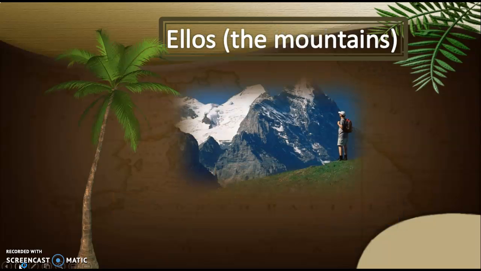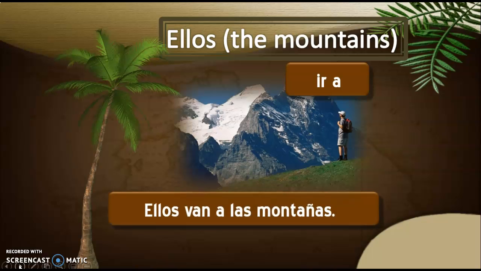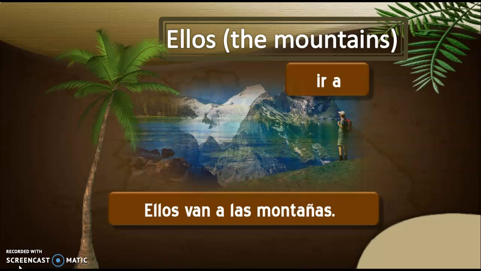Let's say that you want to say they want to go to the mountains. They go to the mountains. You're going to use the verb ir plus the word a. Change the verb ir to agree with your subject ellos. And the word for mountains is montañas. So ellos van a las montañas. They're going to the mountains.